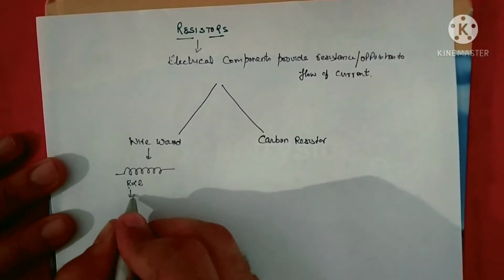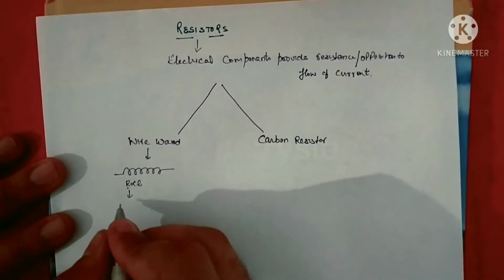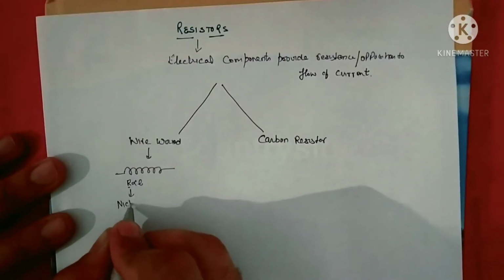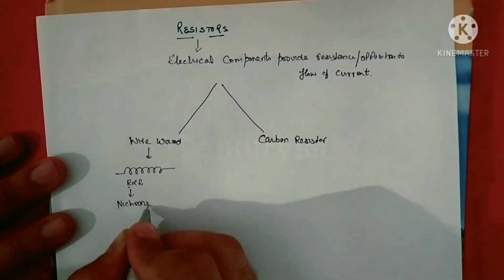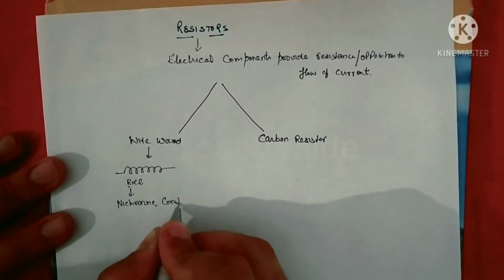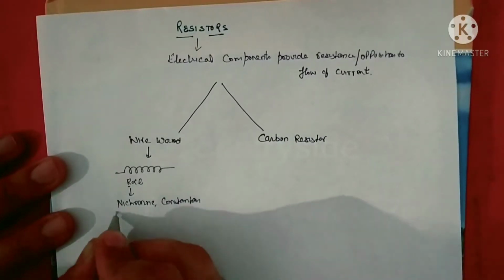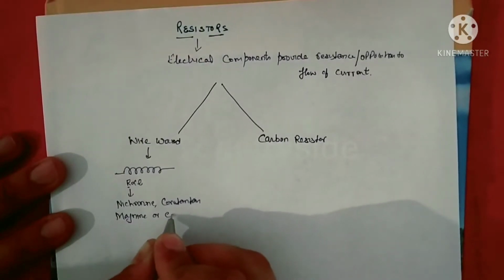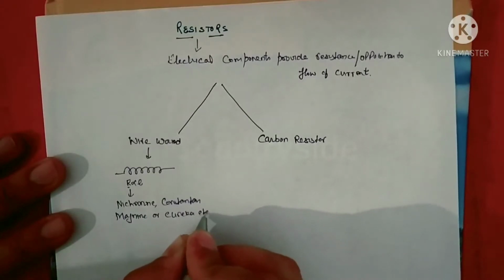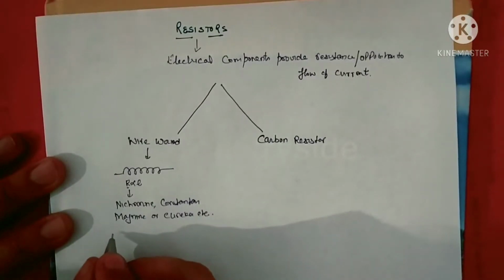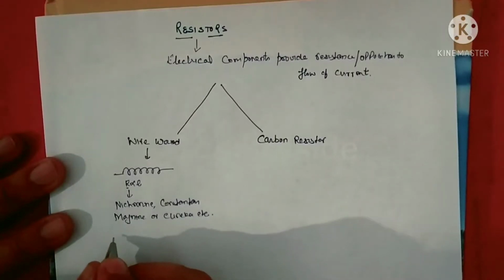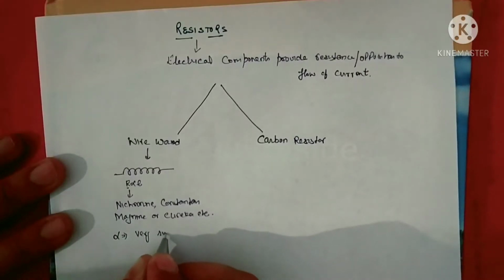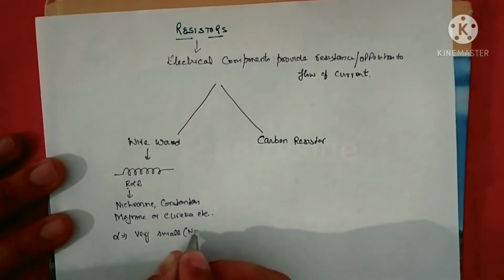The materials used for winding the wire are nichrome, Constantan, Manganin, or Eureka, etc. And why are we using these materials? Because their alpha, the temperature coefficient, is very small. We can say it is negligible.